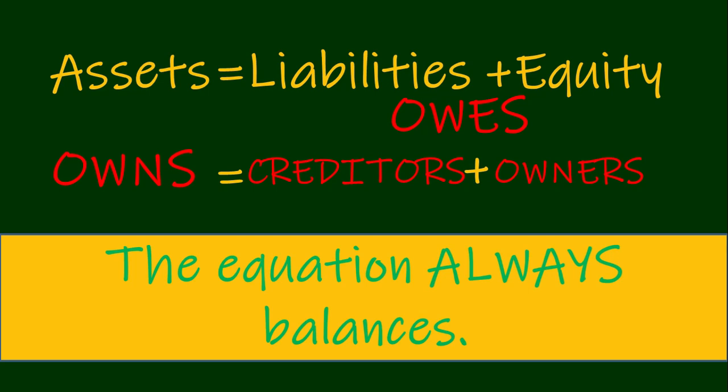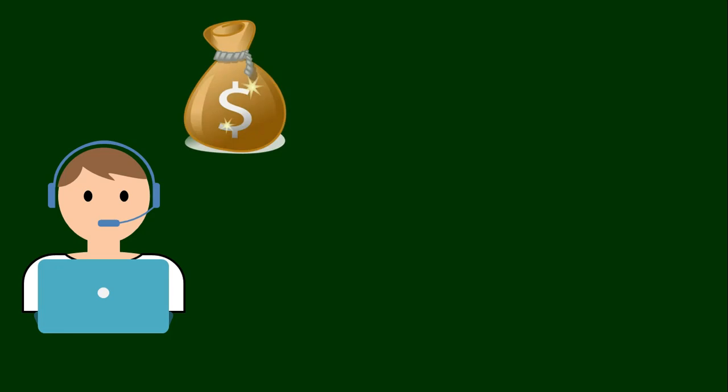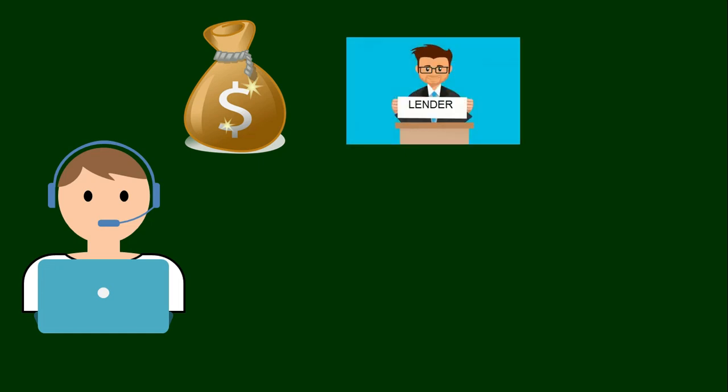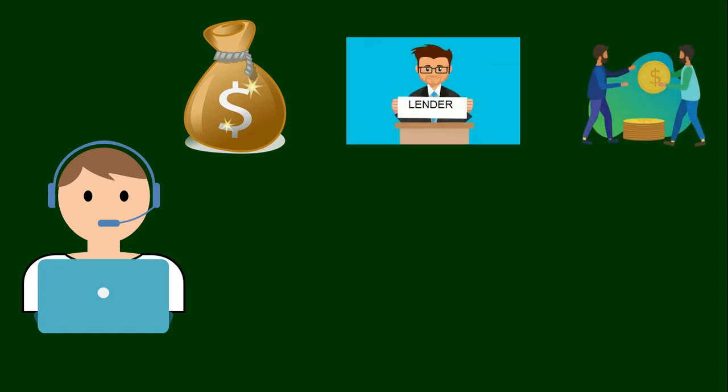Let's have a simple illustration. Suppose you want to open an online accounting tutorial business. What would the business need? Well, for starters, let's say it will initially need money so that it can purchase other stuff, right? In accounting, we call this money cash. Now, how will the business generate cash at its inception? Basically, two possibilities. It can either borrow money from a creditor or it can source the money from its owner.